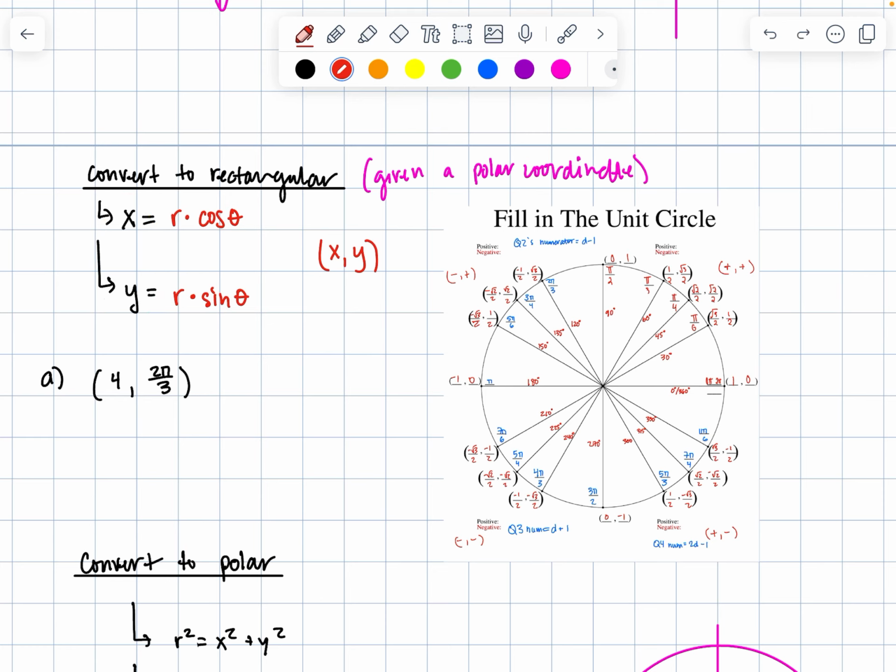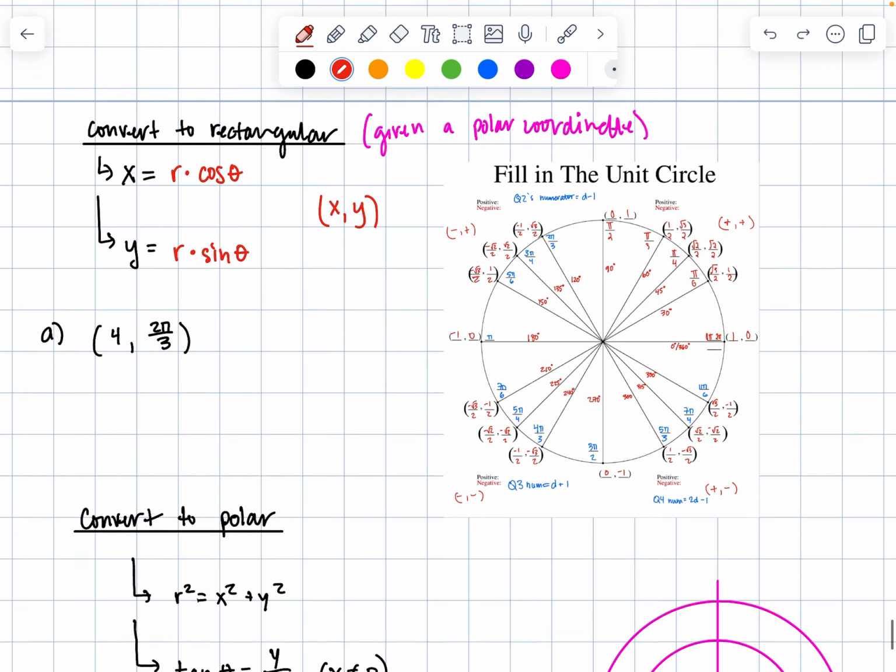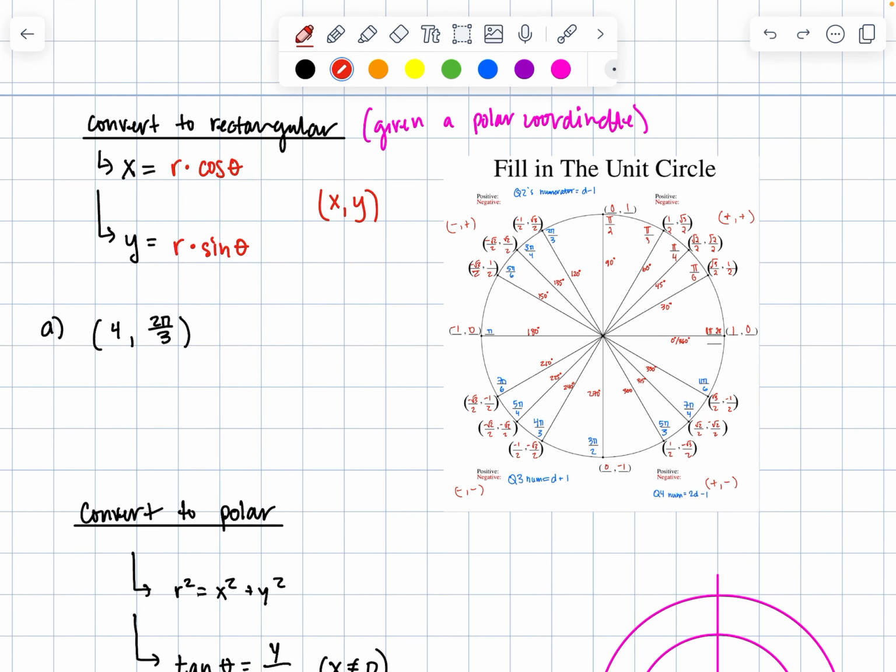That's why we have this x and y. Whatever this value is equal to, that will be your x. Whatever this y, sorry, I think I said x. Whatever this y is equal to, that will be your y value. Okay? So let's take a look. If we have a polar coordinate (4, 2π/3), we should be able to convert this.